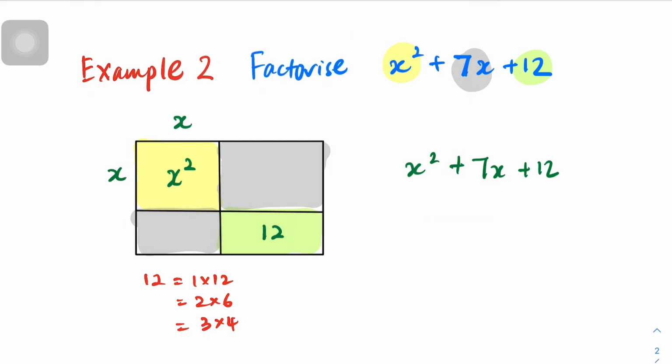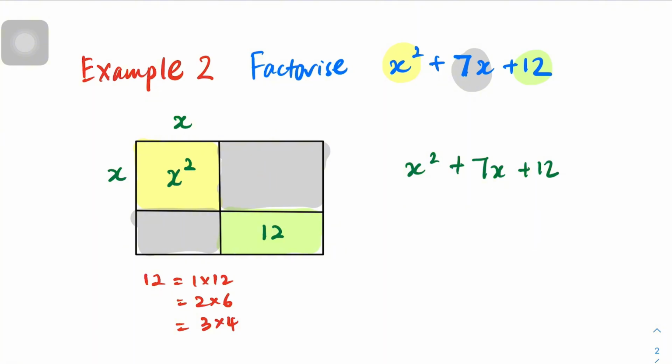Right, let's try maybe 2 times 6. If we have 6 here and 2 here, in our first gray box, we are going to have 6 times x, which is 6x, and 2 times x, which is 2x. Will 6x and 2x add up to 7x? I'm afraid not. So therefore, I do not think 6 and 2 can be our answer.